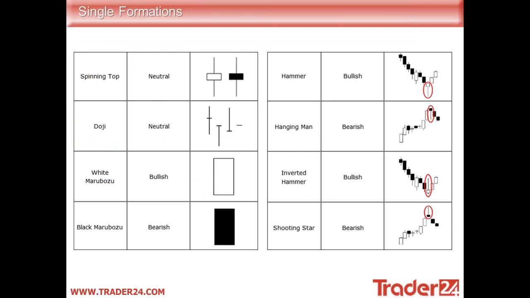Okay, so what I'm going to talk about here is a couple of formations. We've got single formations, double formations, and triple formations, all of which are useful in identifying what we should be looking for. And the first two on the left-hand side here basically do a similar sort of thing. We have our spinning tops and our dojis. And what these could very often indicate is that there's indecision around a particular price.